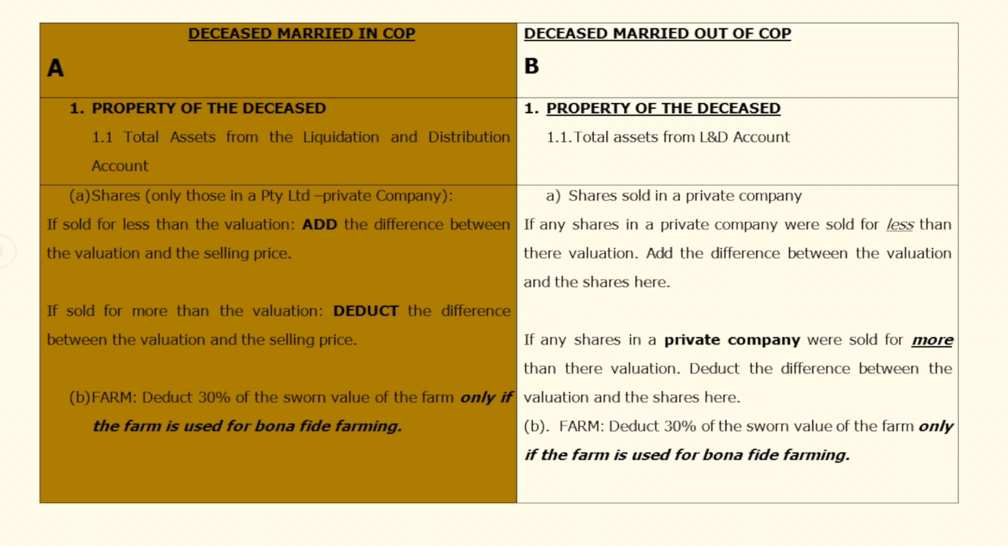As you can see from my screen, there are two sides of the table. There is column A, there is column B. In column A, there is a deceased that is married in community of property, and in column B, there is a deceased that is married out of community of property, and that includes with or without accrual. I will look at column A and look at the same thing under column B, so that everything is summed up in one explanation.